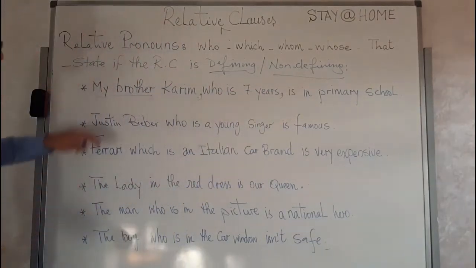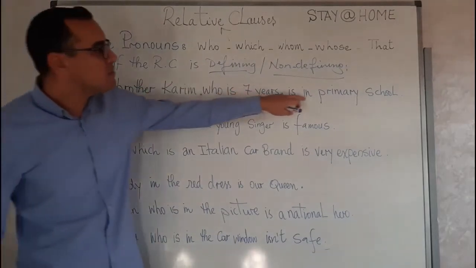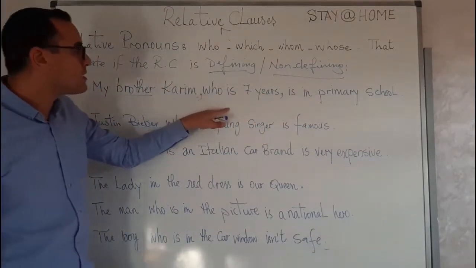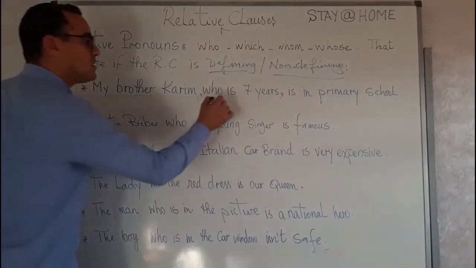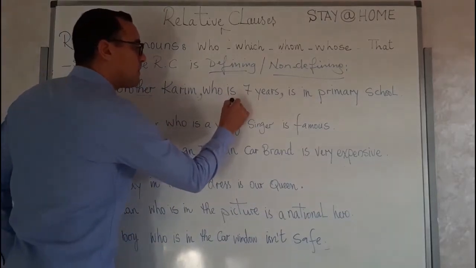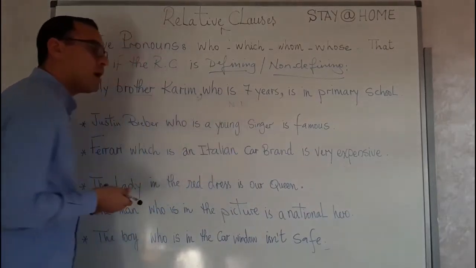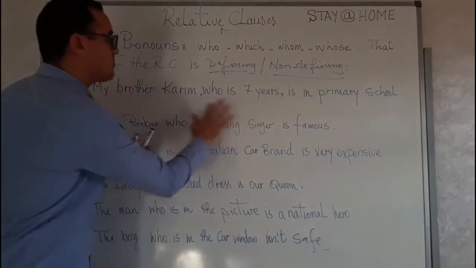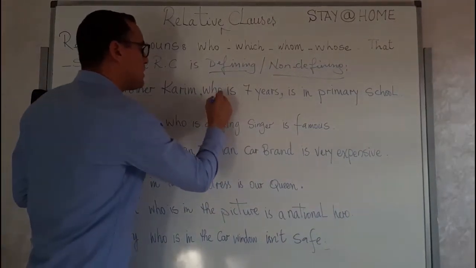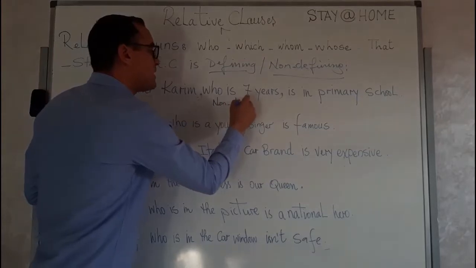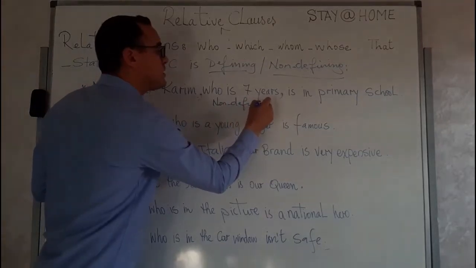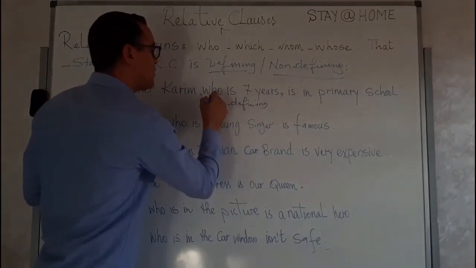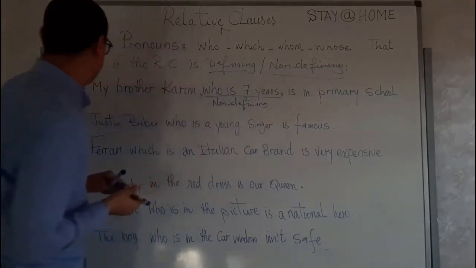And as you can see here, my brother Karim is in primary school, and the relative clause here is non-defining. Non-defining. Let's make it clear, please. It's a non-defining relative clause. Okay? This is for this one here.